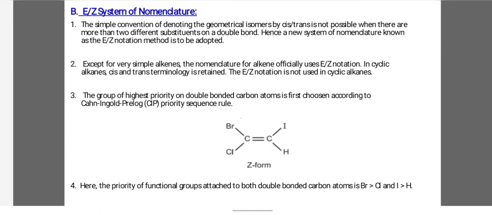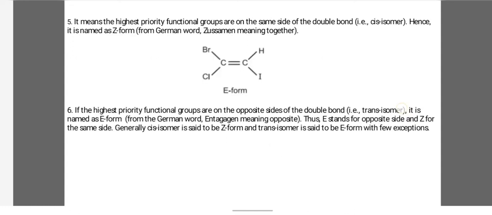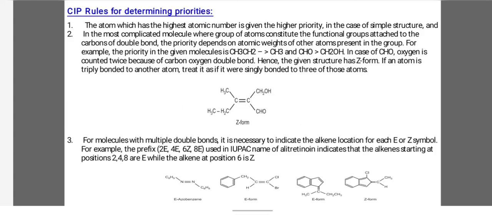Here you can see the Z form. Z means the two groups of higher priority are on the same side, then it is called the Z form. While if the two higher priority groups are on opposite sides, then we use the E form. Here we have to give an example. In the E and Z system, there are some rules which have to be applied in the naming.